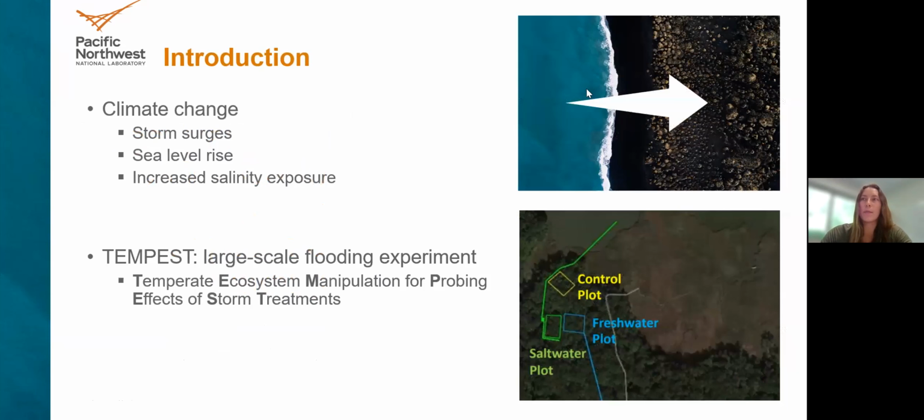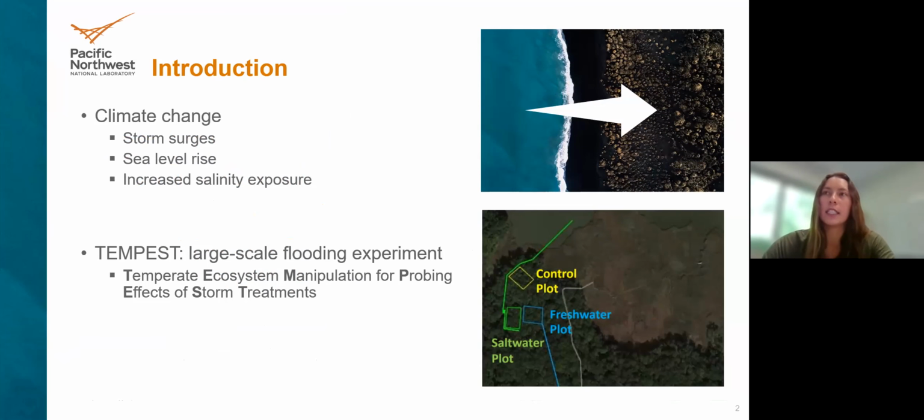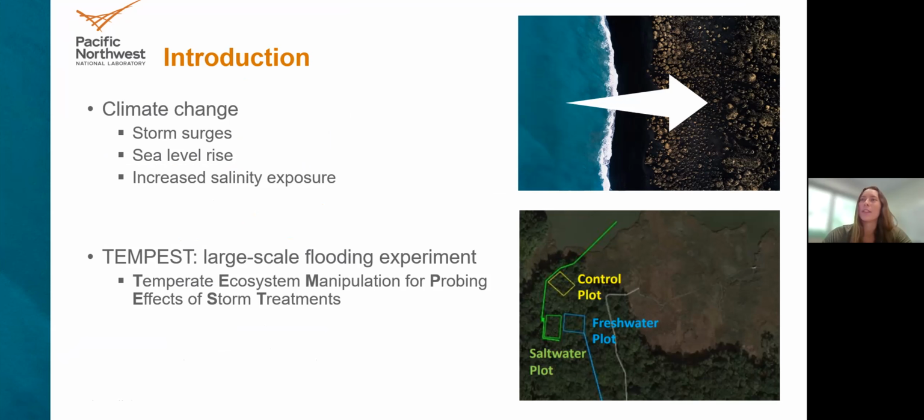So as many of you may be aware, as our climate changes, we expect to see an increase in the magnitude and frequency of storm surges, as well as rising sea levels, both of which will lead to an increase in salinity exposure of soils in coastal ecosystems.